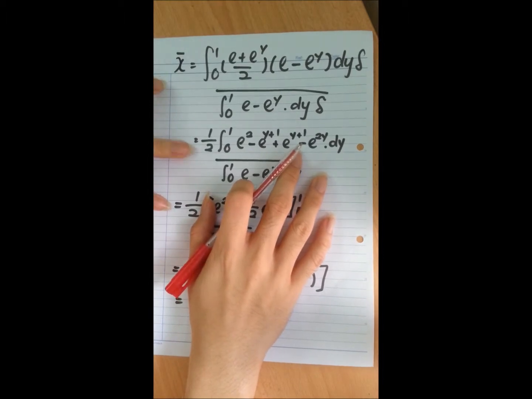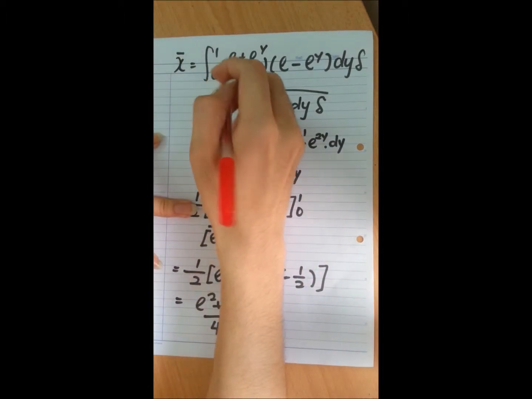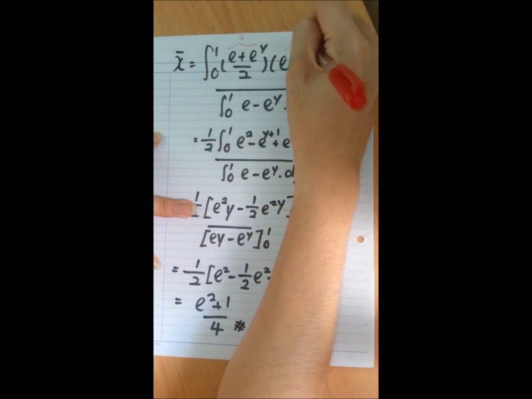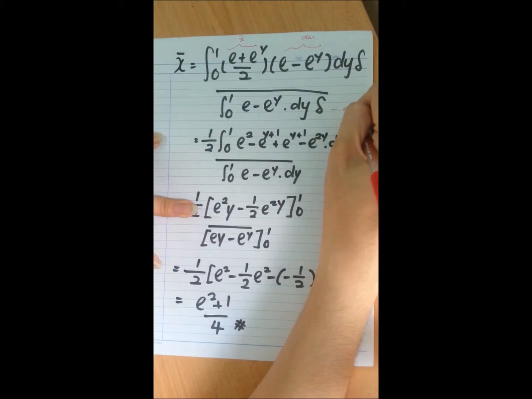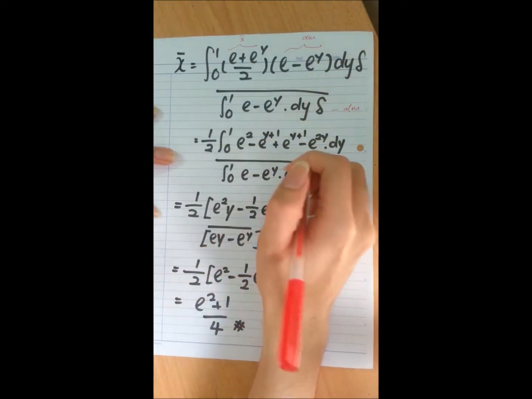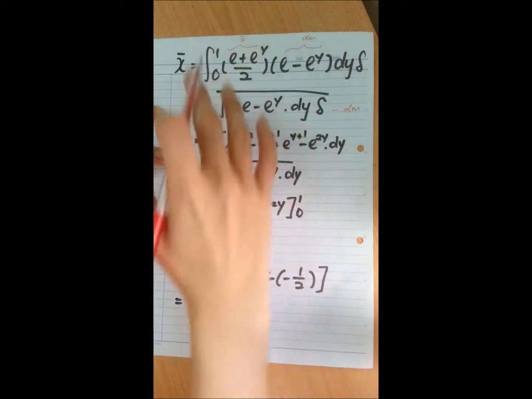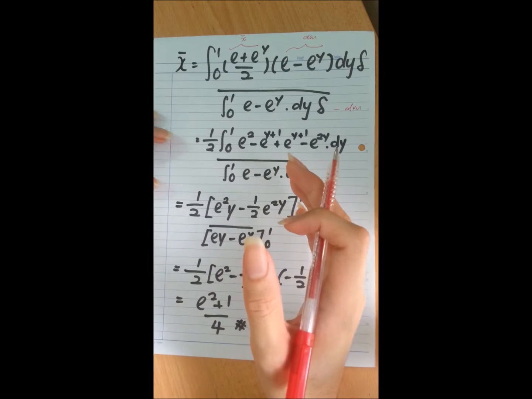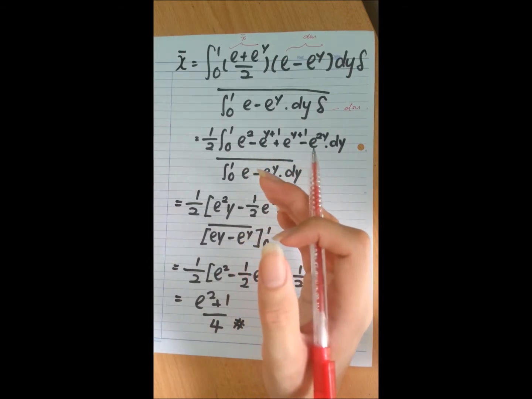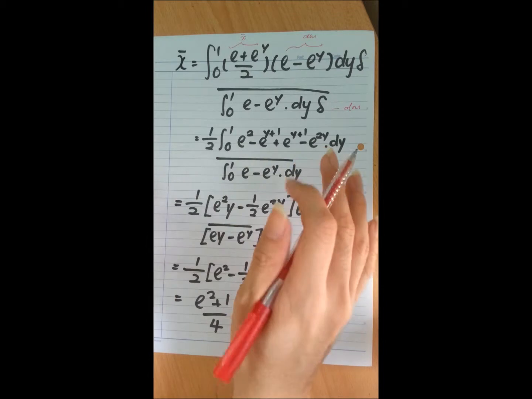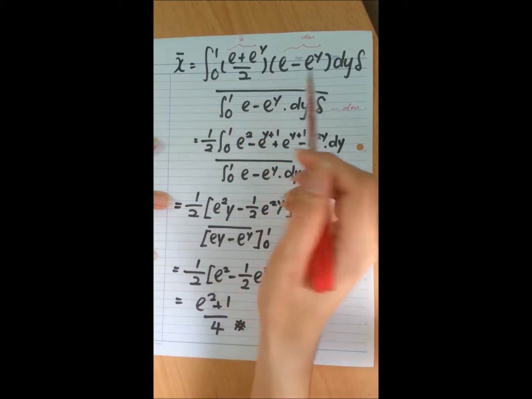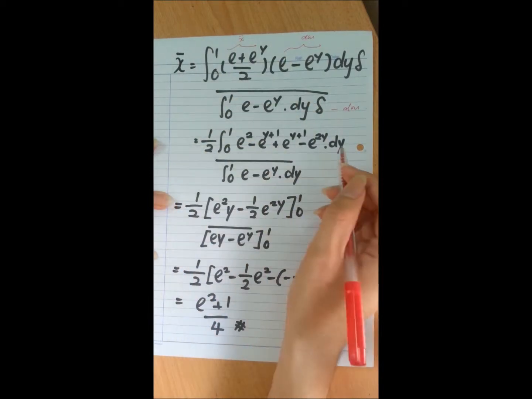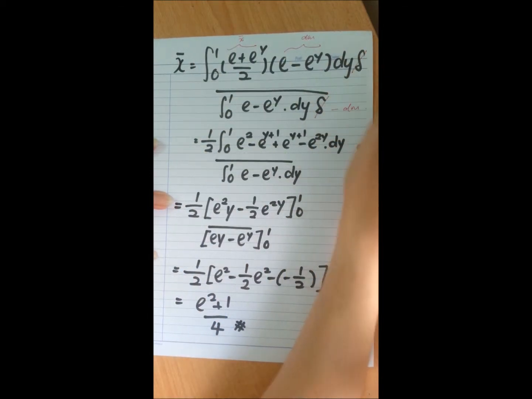X bar, as we know, will be the integration of the product of x curl and dm over the integration of dm. It may be a bit tedious for this part, but as you go along, be careful of the integrations and the multiplications, and you won't have any problem with it. First of all, to make things easier, we take out the half, since it's a constant, and we let the densities cancel each other out.